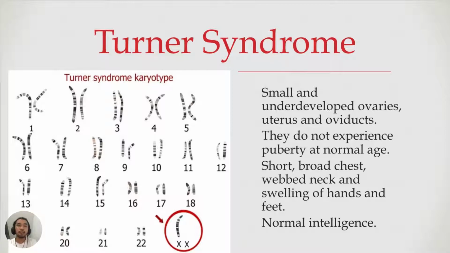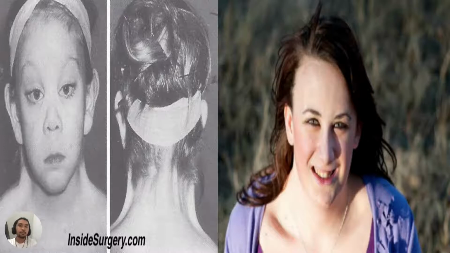So here's an example of a figure of an individual having Turner syndrome. The neck is quite large or wide. The intelligence is actually normal. And of course, they do not experience puberty at the normal age, something like that.